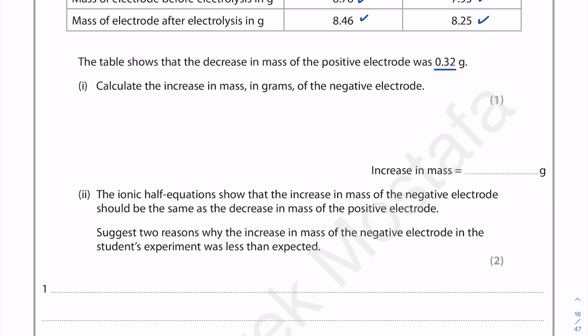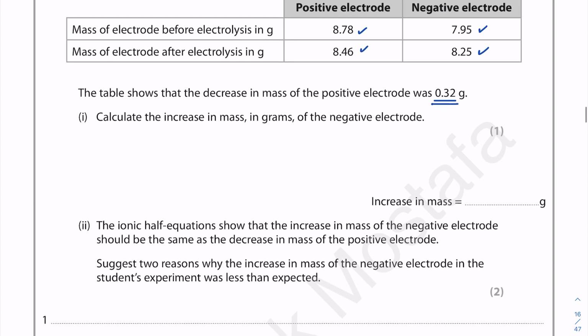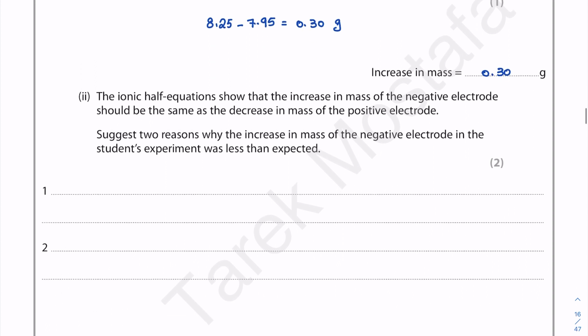طيب دلوقتي احنا عندنا الديكريز في الماس بتاعة الانود 0.32. يبقى الانكريز في الماس اوف كاثود هنعملها ازاي؟ 8.25 minus 7.95. ده يدينا كام؟ ده يدينا 0.30. يبقى هنا الانكريز in mass 0.30 gram.